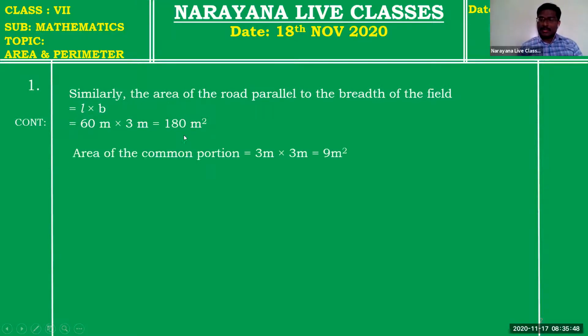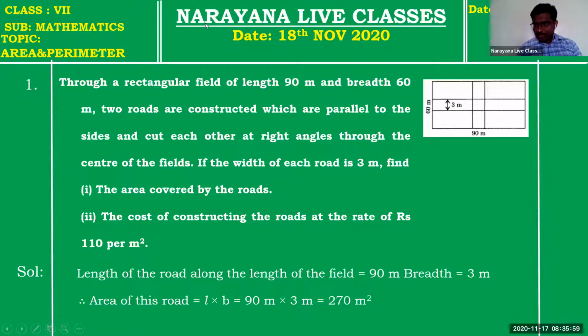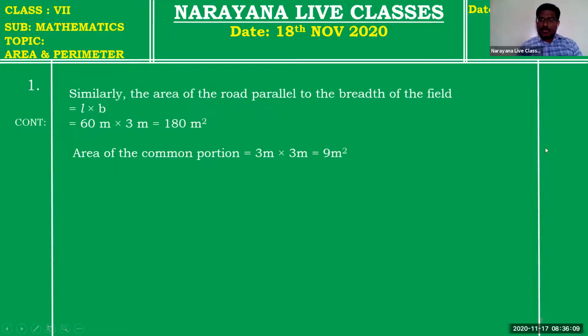Now if you come to the first question, what is the first question? We need to find the area of the common portion. What is the common portion here? Let me show you. This is our common portion. This common portion is in the form of a square. That common portion we are going to subtract. So the common portion is 3 into 3, that is 9 meters square.